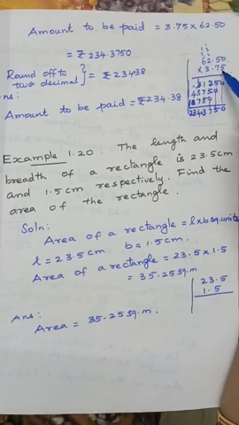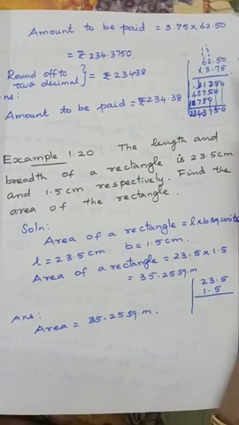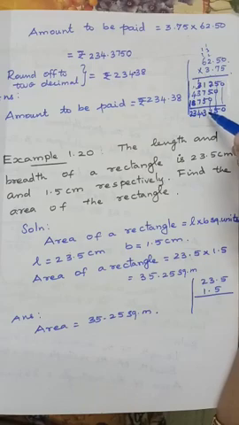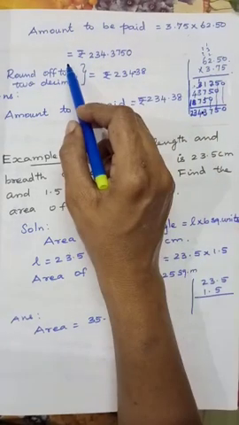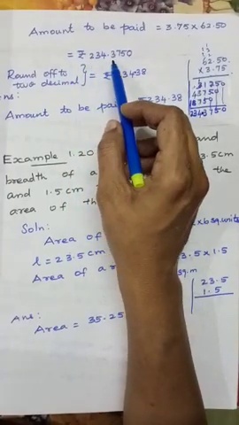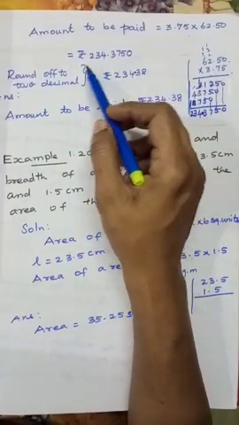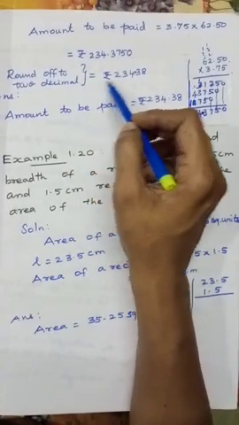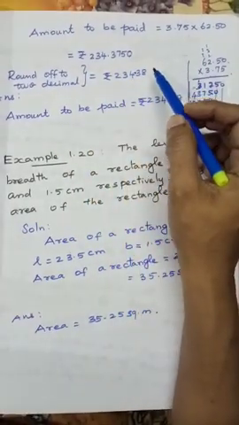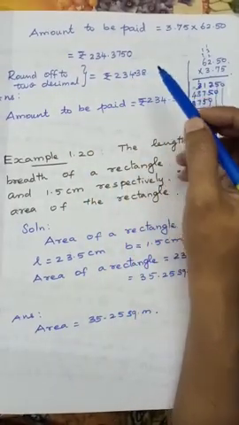Now how many digits after which you have to keep the point? 1 2 3 4. After 4 digits you have to keep the point. Okay. So the rupees is 234.3750. Here you have to round off to 2 decimal places. For paise you have to round off.